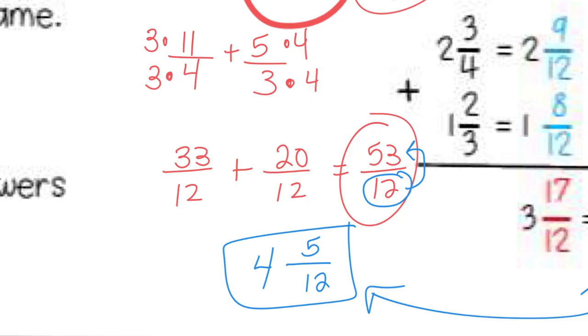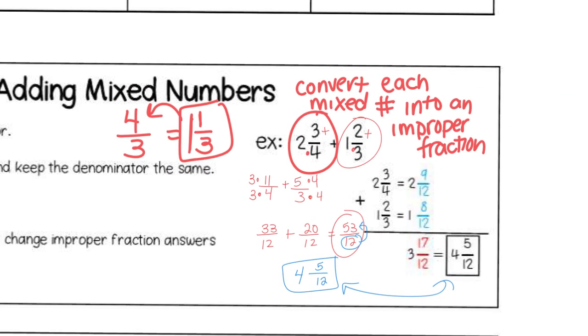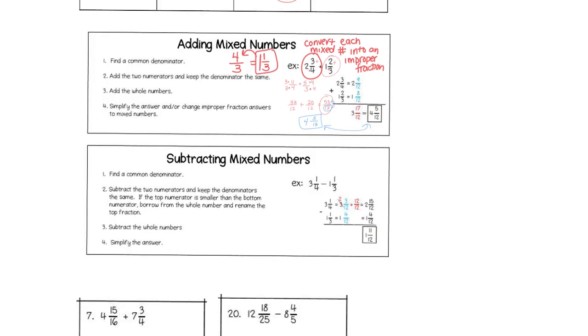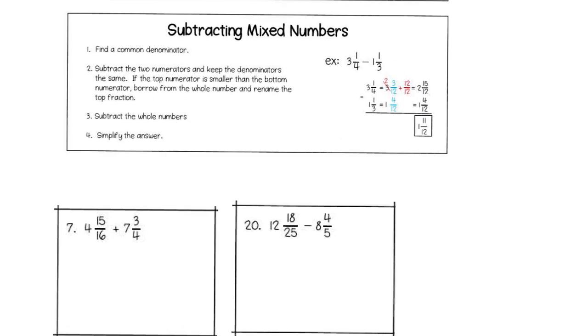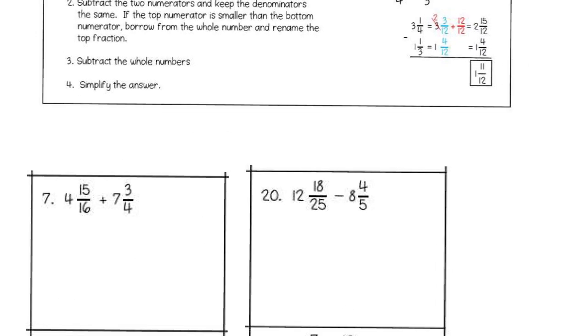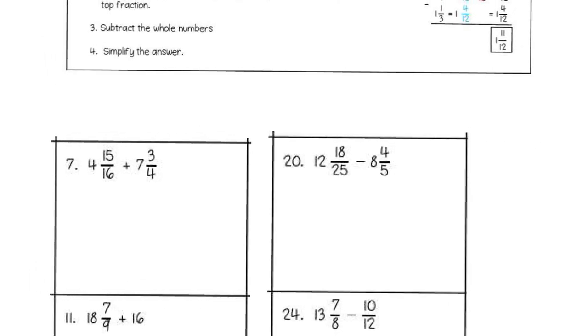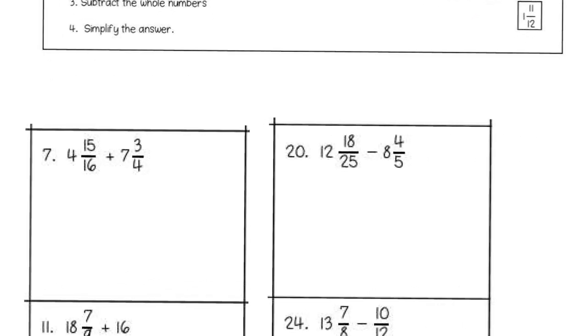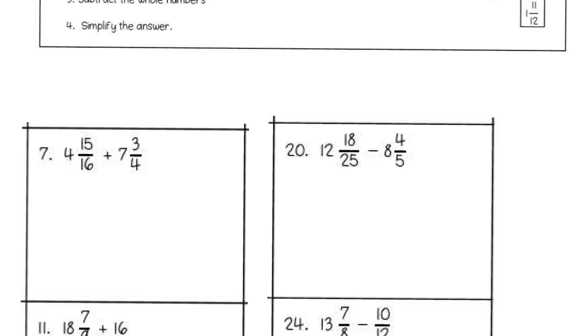So let's do it this way. Okay? Okay, subtracting is the same exact thing. So I'm not going to go through all the instructions, except instead of adding, you will subtract. So I'm going to ask you to try number 7 and 8, and then I think we could stop there because the other ones are very similar.